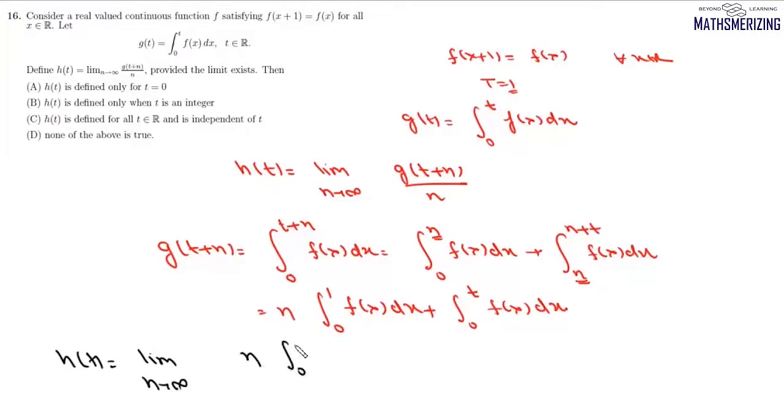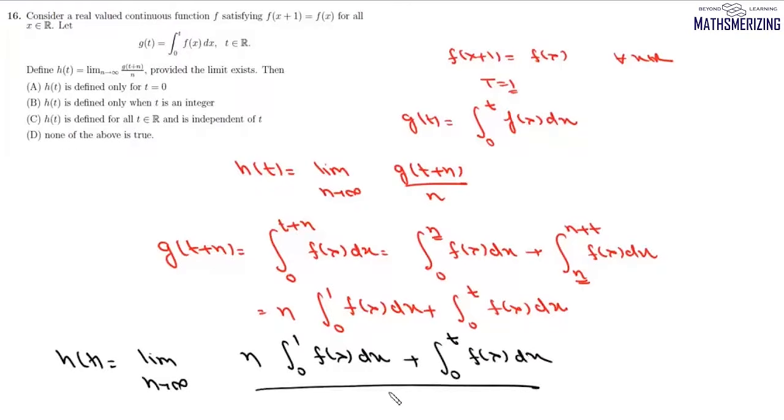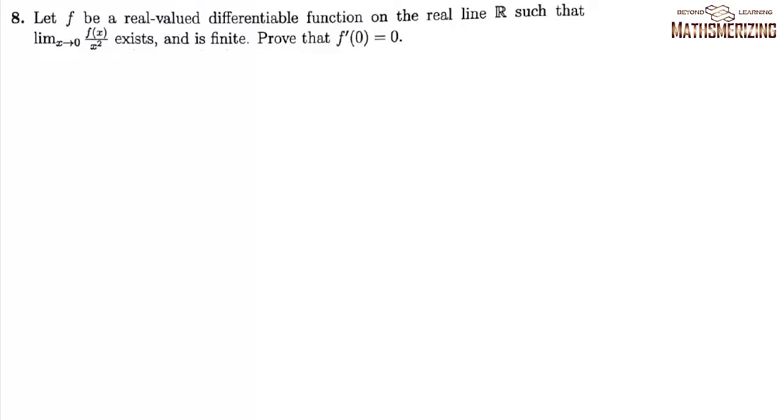n times the integral from 0 to 1 f(x) dx plus the integral from 0 to t f(x) dx, upon n. Now we split it in two parts. This n and n will cancel, and 1 upon infinity will be 0. So this h(t) will be nothing but the integral from 0 to 1 f(x) dx, which is a constant function. So this h(t) is defined for all t belongs to R, and it is independent of t, and that's option C.